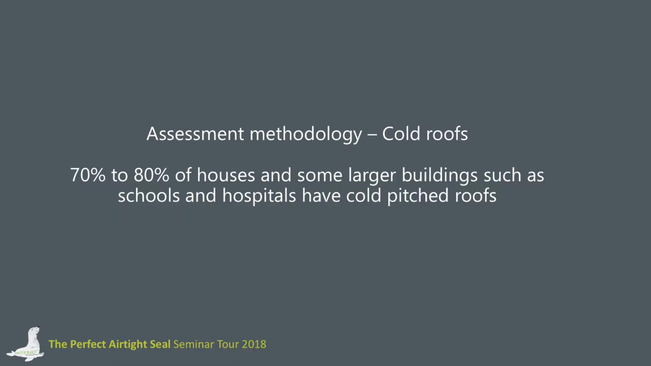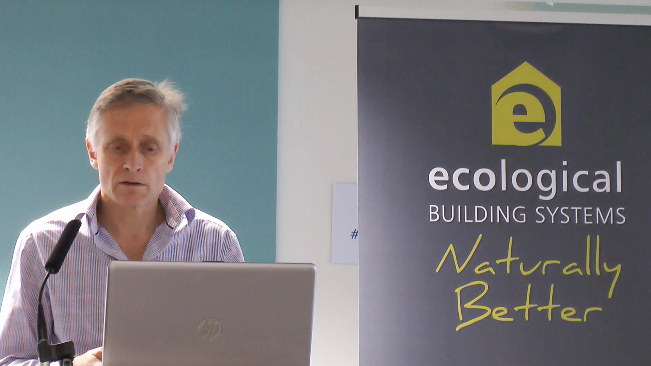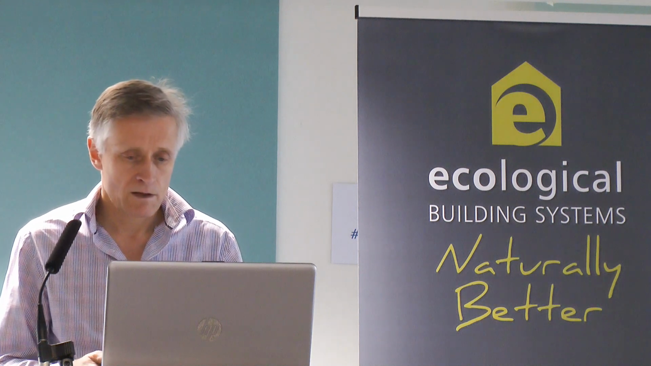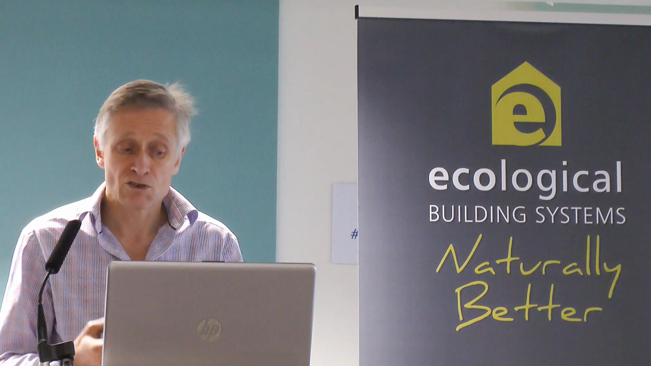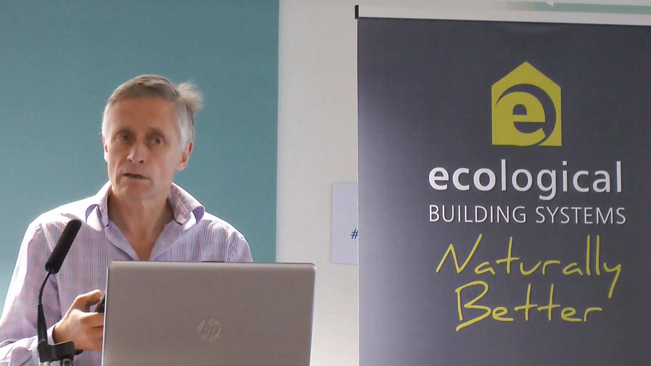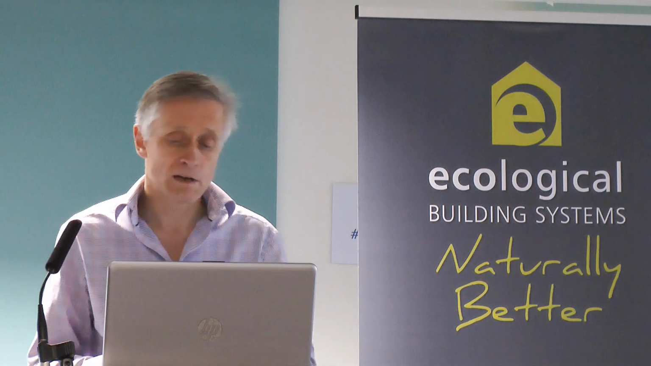Cold roofs. A lot of our buildings have cold roofs, that is horizontal ceilings with insulation in, or perhaps not, and pitched roofs above. This is described quite extensively in BS 9250, so it's worth a look if you have time. But they observe that a lot of the air entering rooms in these buildings will leave via the cold loft, so it's taking moisture and heat through a ceiling into that loft space. So it's not just heat you're losing, but you're taking moisture into a cold space where it could well condense and over time cause fabric damage.